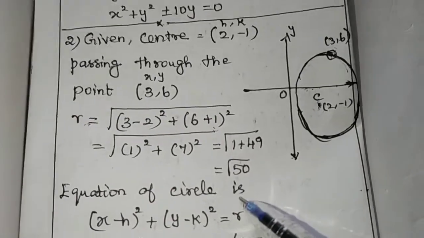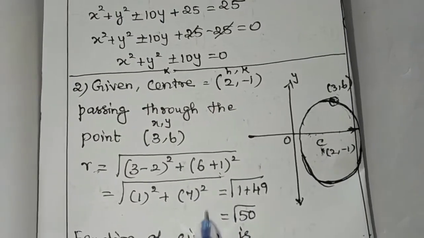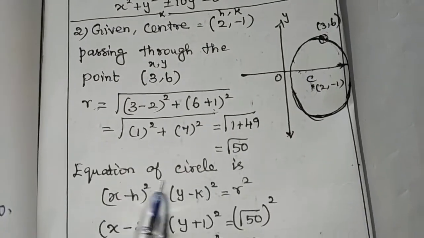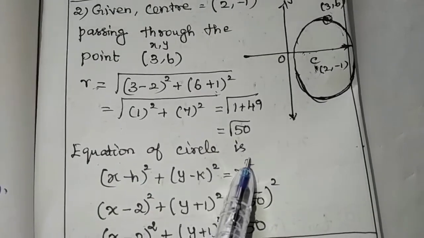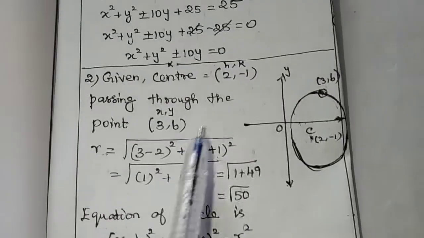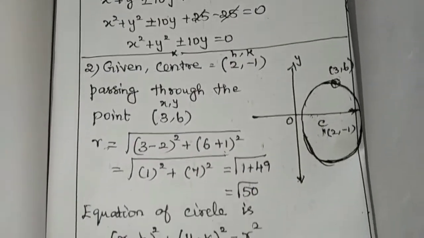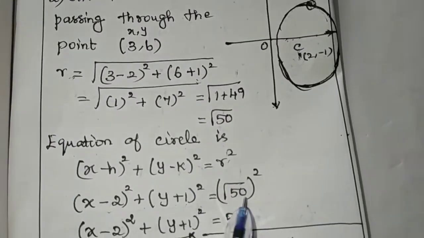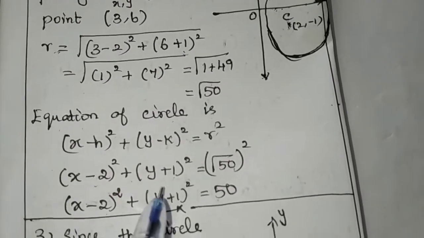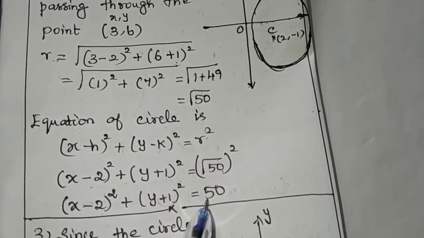The equation of the circle: the center you know, and the radius also you know, so we can write the circle equation. Equation of the circle is (x minus h) whole square plus (y minus k) whole square equal to r square. Here (x minus 2) whole square plus (y, already minus 1, then plus 1) whole square equal to root 50 square. (x minus 2) whole square plus (y plus 1) whole square equal to 50, as root and square cancel. Get the answer given in standard form.